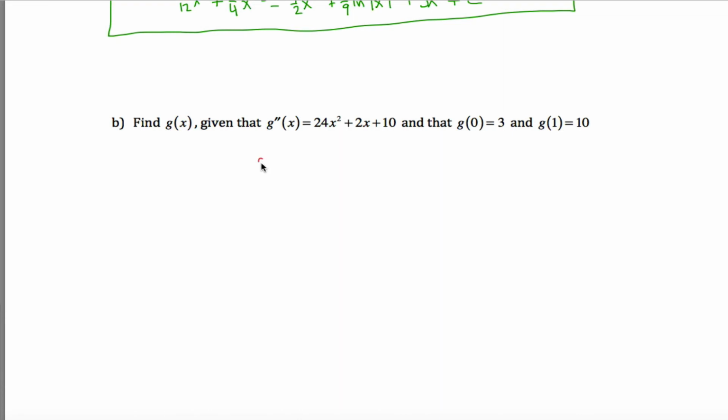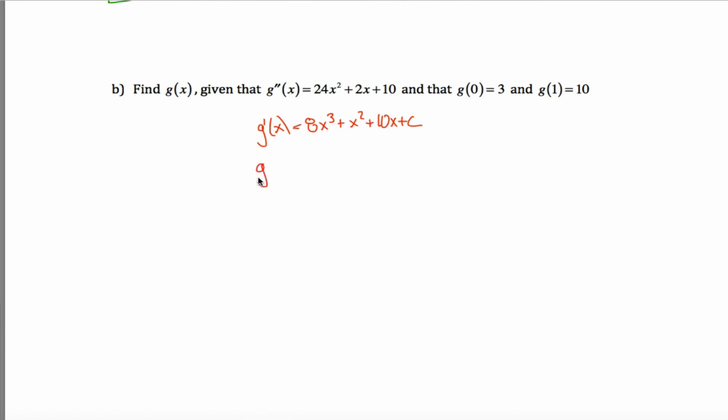Let's first figure out g prime of x. Well, g prime of x is just the antiderivative of this guy. So kind of like I was doing above, I would end up with something like this. The derivative of 8x cubed, bring the 3 down, that gives you 24. Subtract 1 from the exponent. Yeah, 24x squared, that checks out. The derivative of x squared is 2x. Yeah, that checks out. The derivative of 10x is 10. Nice. And don't forget to put in this plus c.